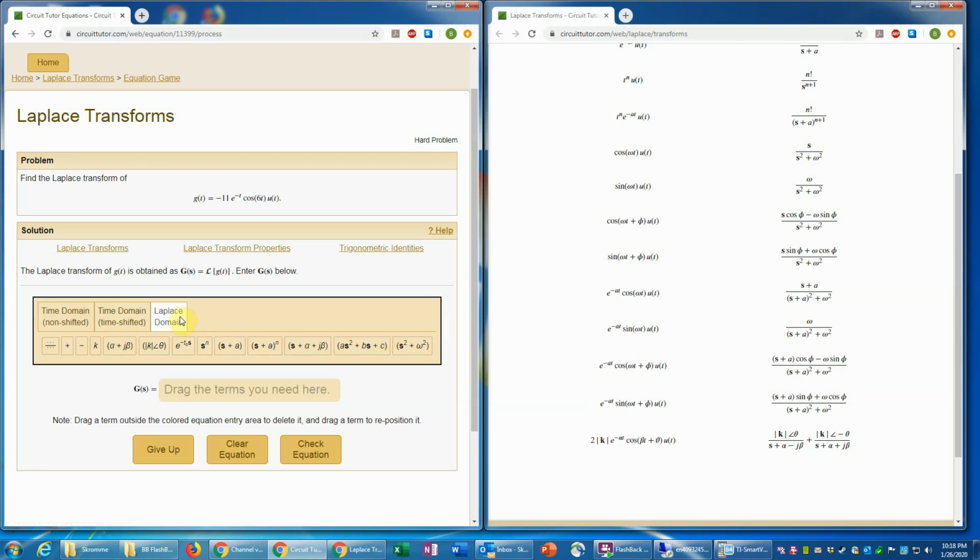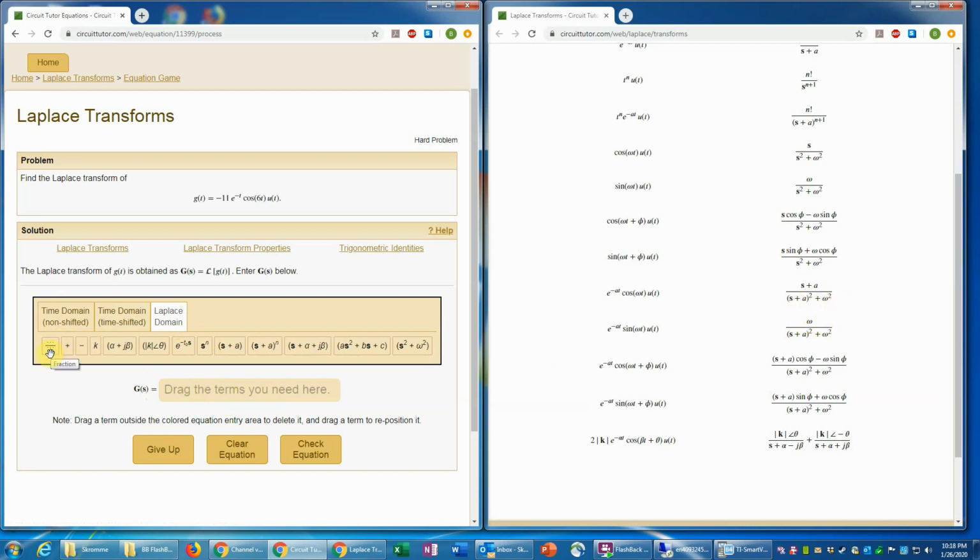So we need to be sure to go onto the tab for Laplace domain in order to find the correct terms that we will need to actually construct a Laplace transform. So it's always important to make sure you know what the problem is asking for. Okay, so as we see here, we're going to need a ratio.